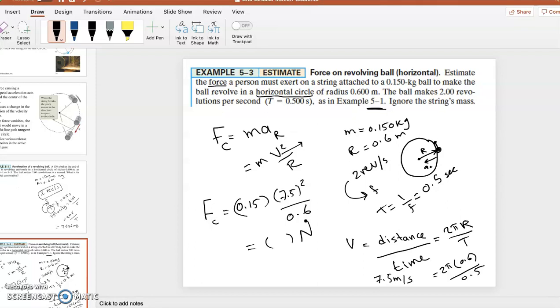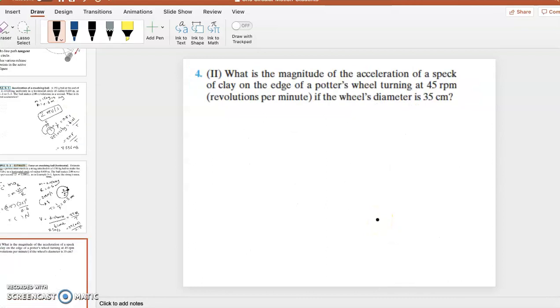So that example is done. Now we will come to another example, which is, let me see, what is the magnitude? Not this one.